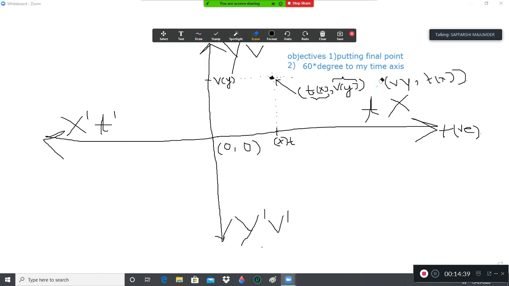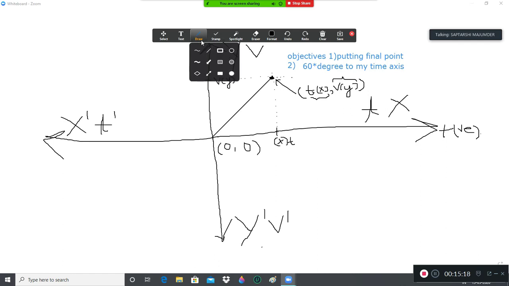So let it be. Now we got a point. So now we got an initial point and a final point, and it is being said that from 0, 0 a line is made to tx comma vy, or you can also say vy comma tx, like this. As I am drawing it by bare hand, it might look like this, but it's actually nothing but a straight line. Okay, now it's totally a straight line.